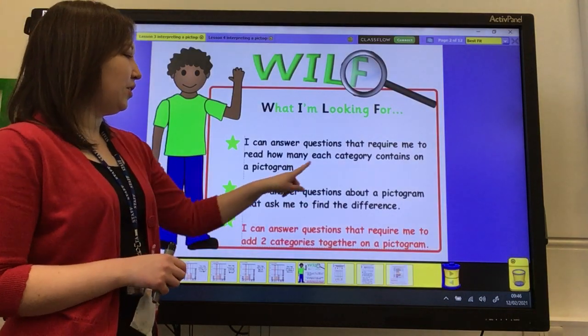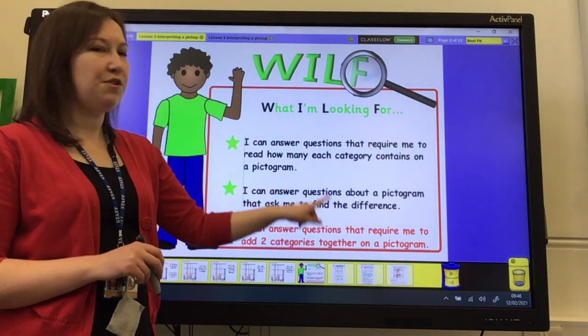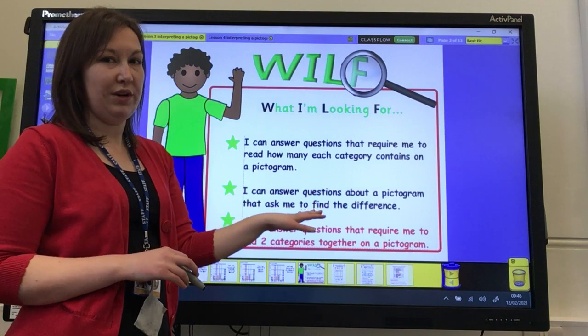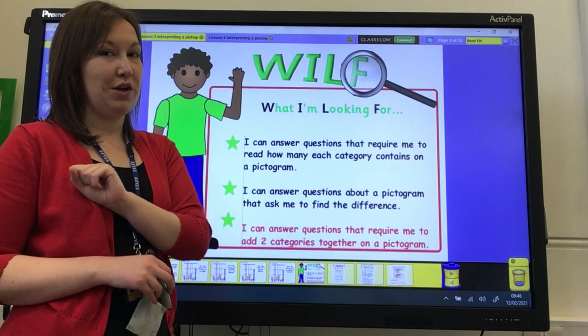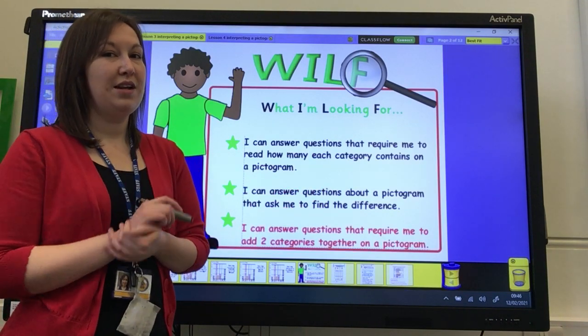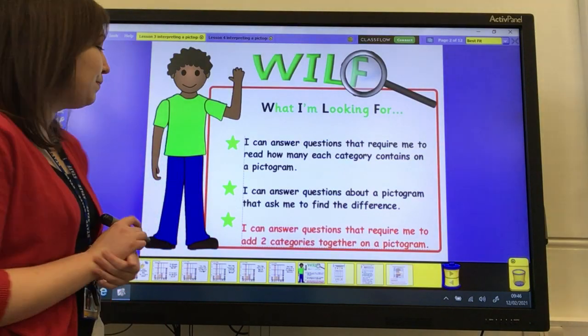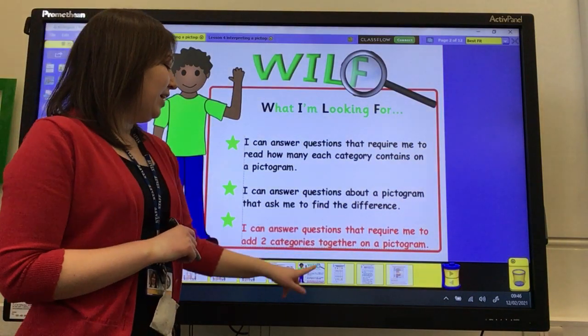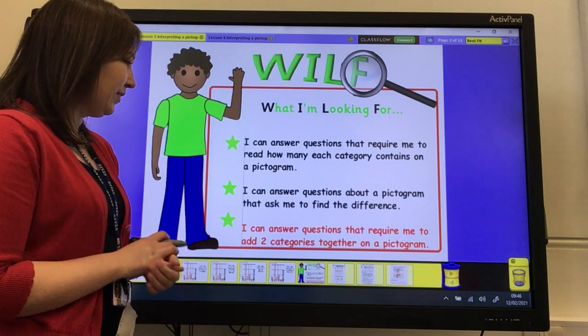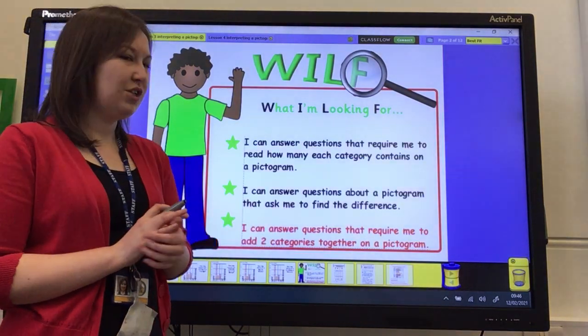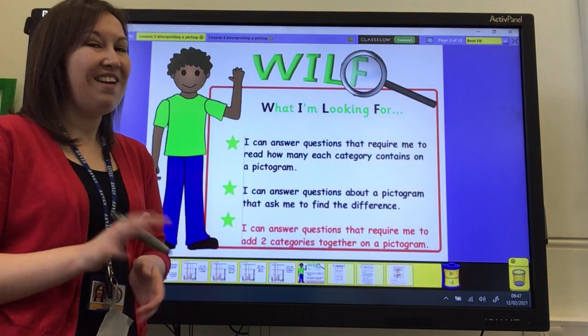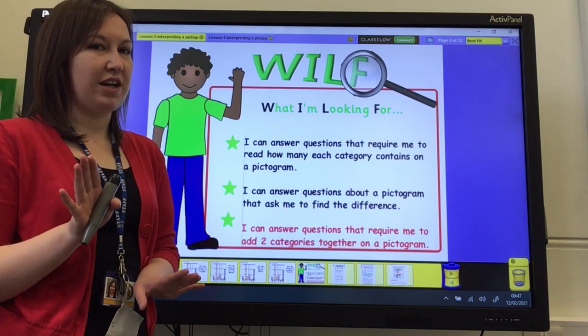Then I can answer questions about the pictogram that ask me to find the difference. Now I will go through that one in a minute, but you did actually do one of those on Monday and I showed you a quick tip for how to solve those. And then the challenge is answering questions that involve adding two categories together. And there is an extra level of challenge today.